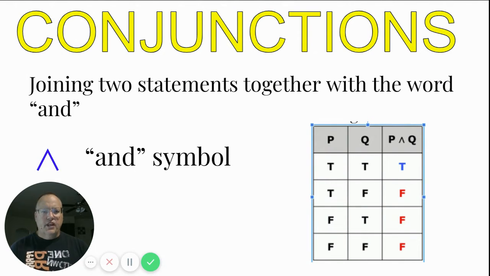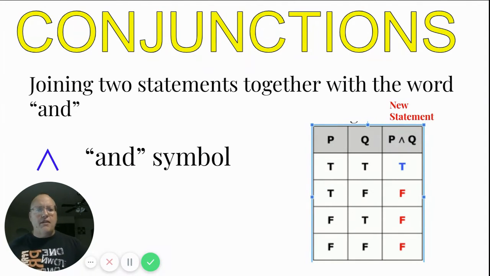And notice now that compared to the first truth table, where I had only two truth values, on this truth table I have four potential truth values. I have four rows instead of two. And the reason is I'm joining two statements together. So there's 2 times 2 total possibilities, for a total of 4 different possibilities.